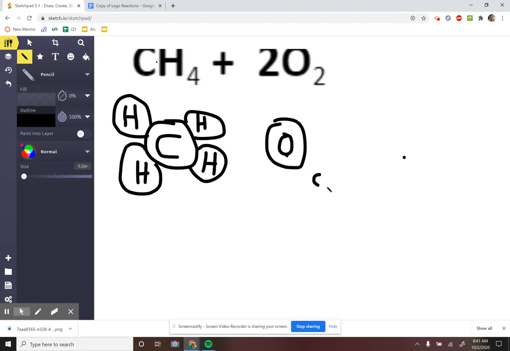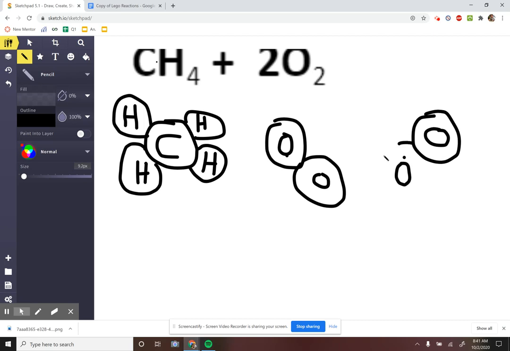And down here, I'm going to draw another oxygen atom, and I'm going to connect them together. And then I need 2 of those. So I'm going to do the same thing over here. I'm going to draw an oxygen atom, and I'm going to draw another oxygen atom, and I'm going to connect them together, okay? So these are my reactants. I have this molecule, CH4, and I have 2 of this molecule, O2, okay?